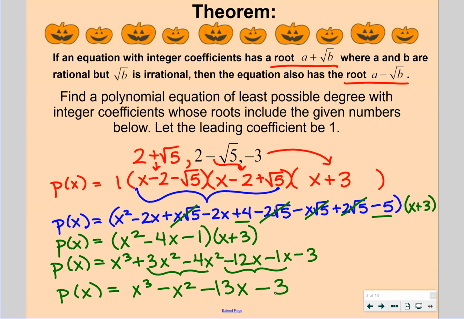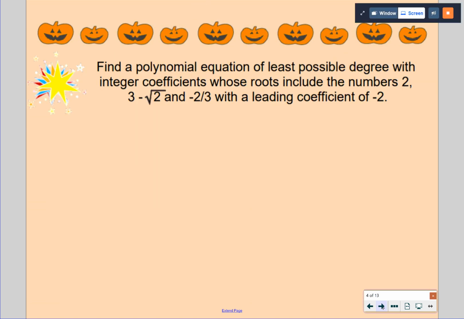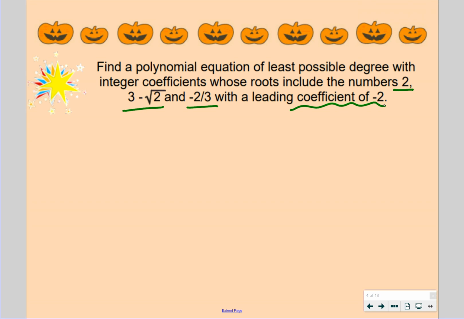Okay. All right. I believe you have one on your big idea worksheet now that looks similar to this, right? I'll put that back up there in a second. Okay, so here you have 3 roots that you're given. 2, 3 minus rad 2, and negative 2/3. You also have a leading coefficient of negative 2. That leading coefficient of negative 2, you're just going to distribute at the very, very end. That's going to be your absolute last step, okay?